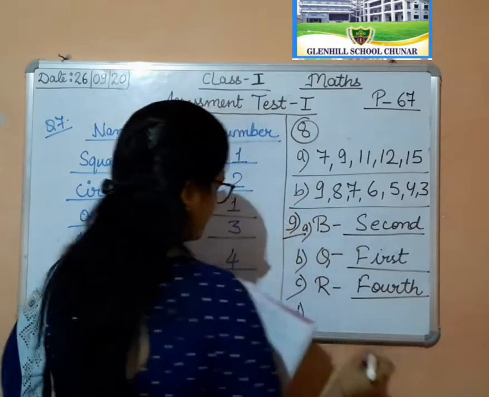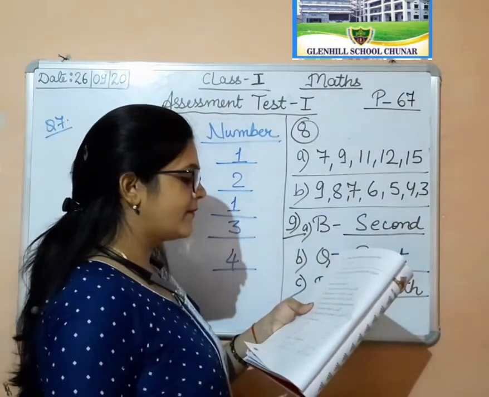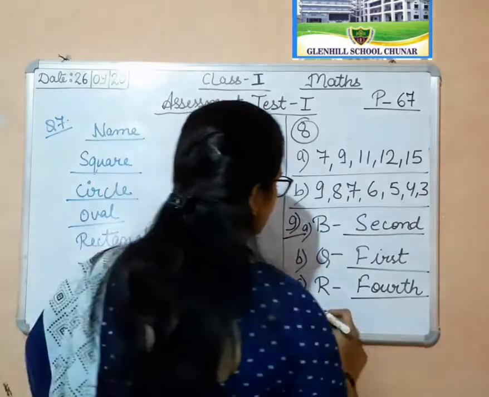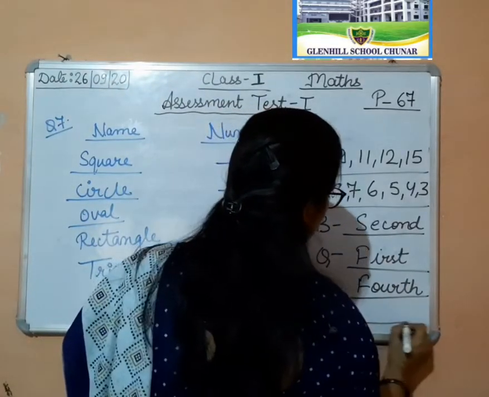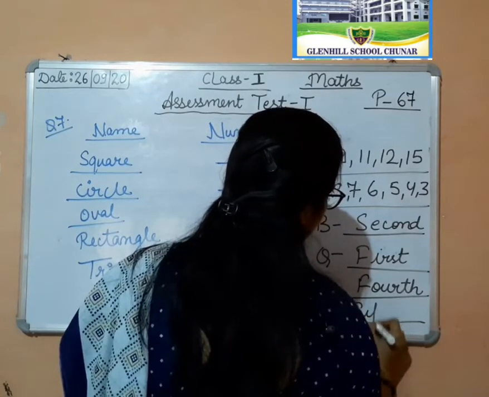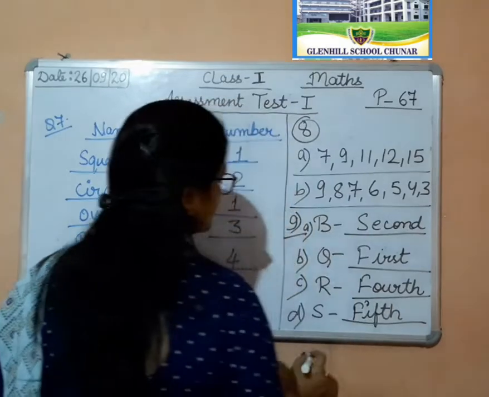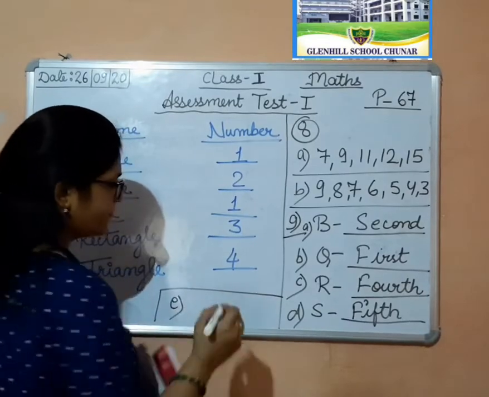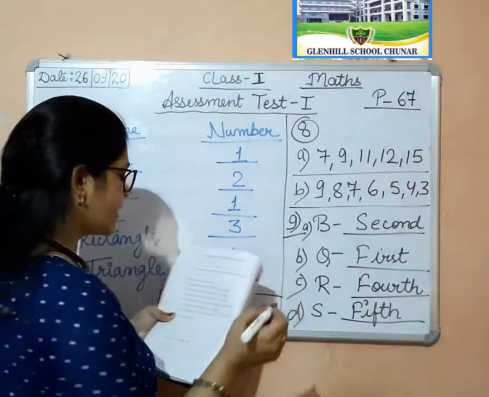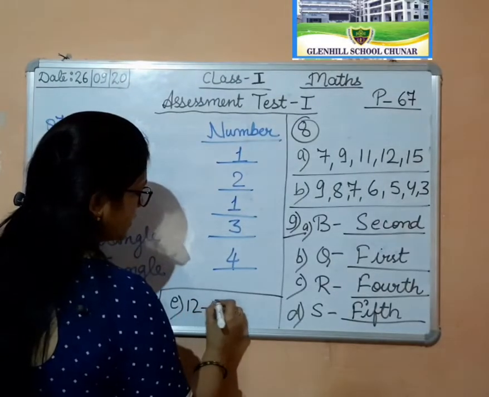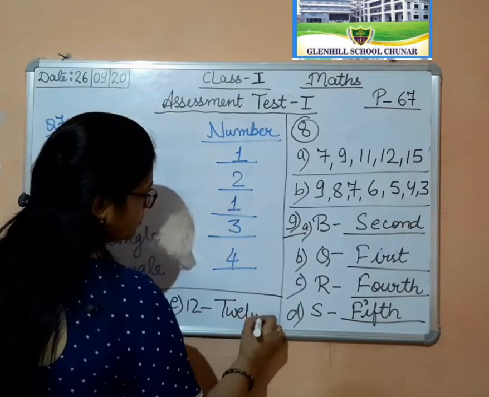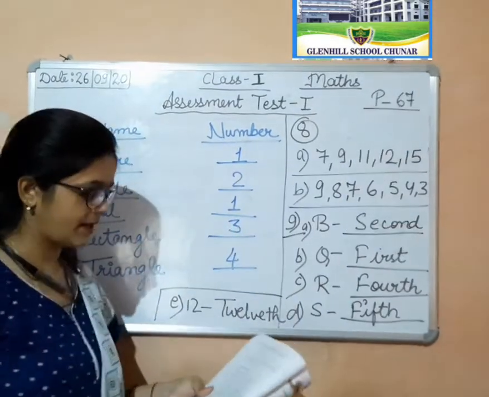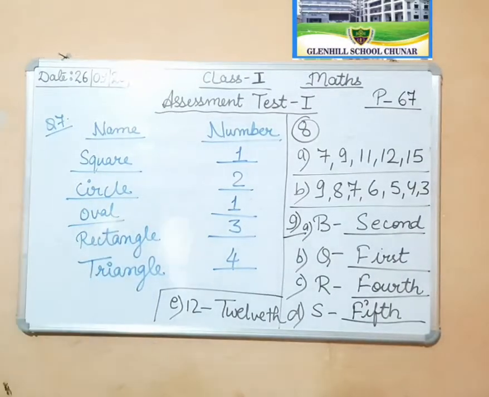And D. 5 friends run in a race and Sam came last. The position of Sam is what? Fifth. Okay, the position of Sam is fifth. Now E. The position of 12 in counting is 12. Okay, so write down 8 and 9. Question numbers 8 and 9 both I have written. Now only 10 and 11 are left.